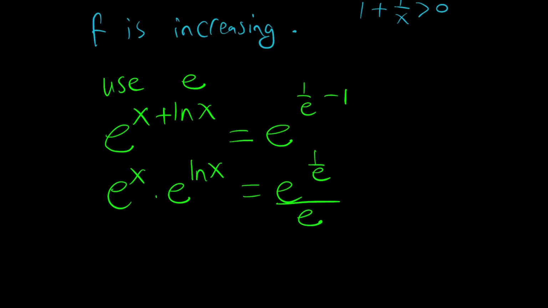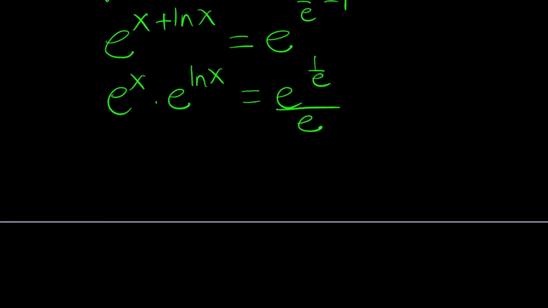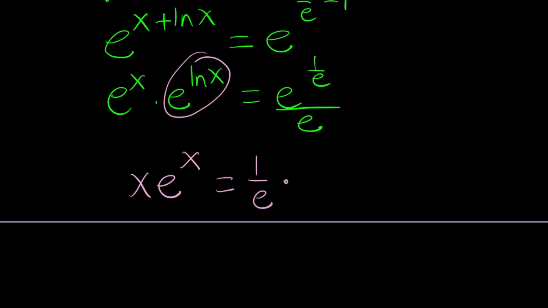Same idea. Make sense? Okay, so doing a little bit more work here is going to give us, this is x, right? As you should know, we get x e^x, which kind of brings us closer to our special function. And this guy over here can be written as 1/e times e to the power 1/e.